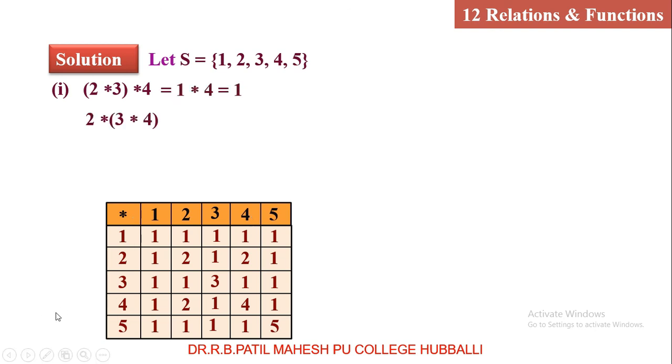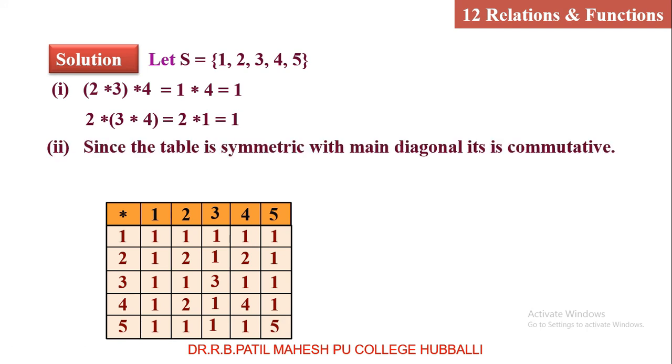2 star (3 star 4). First find out 3 star 4. 3 star 4 in the table is 1. So 2 star 1 will be again 1. Since the table is symmetric about the main diagonal, hence it is commutative. You can check the table, students. Diagonal elements you see. These are called diagonal elements. 1, 2, 3, 4, 5. This is called as the table is symmetric.